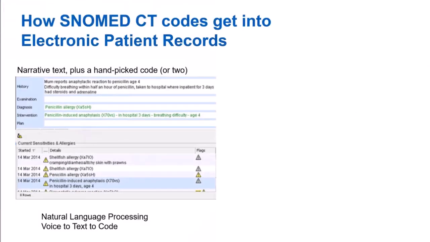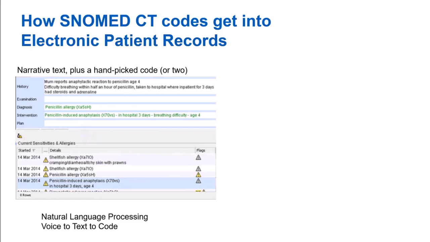And I thought I'd start by looking, in case this bit isn't something you often see, at how the codes get into the record in the first place, especially in UK primary care. So there are a number of different ways this can happen. On the left-hand side is a screenshot of, I think, TPP SystmOne. It's a clinical terms version 3 system under the bonnet, or was.